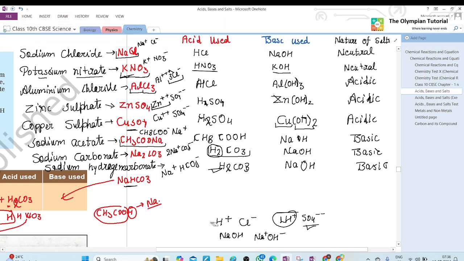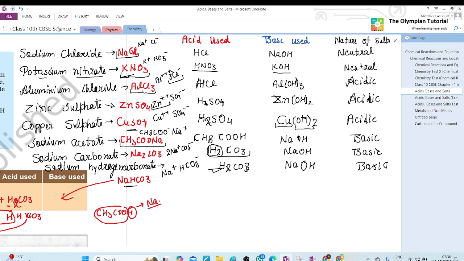We have done their ionization and their characteristics. If a salt is basic, then its pH will be greater than 7. If it is neutral, then equal to 7. And if it is acidic, then less than 7. Friends, what is the meaning of neutral, acidic? Acidic means if they react with a base, they will give a salt. Basic salt means if they react with an acid, they will give a salt.